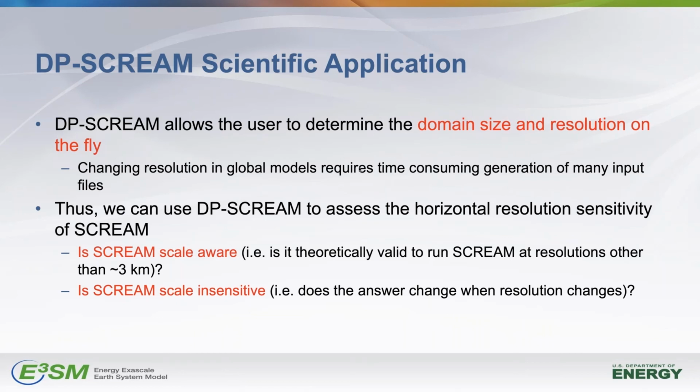what I mean. By scale aware, I mean, global Scream is supported to run at 3-kilometer resolution, but is it theoretically valid to run Scream at, say, 1 kilometer or 100-meter resolution without having to change the model code or swapping out parameterizations? We already know that since Scream does not have a deep convective parameterization, we probably should not run it at resolutions coarser than 5 kilometers, but the validity of running at higher resolution needs to be explored. By scale insensitive, I simply mean, does the answer change when the resolution changes, and is that change substantial?